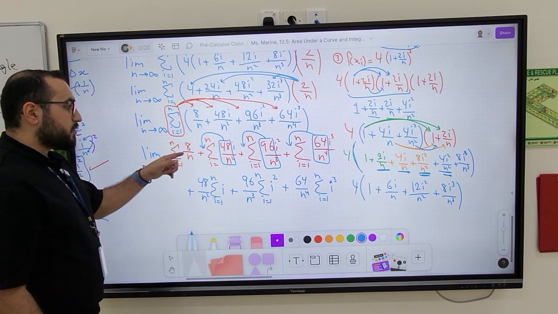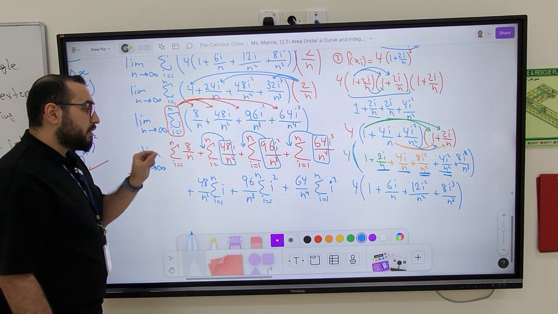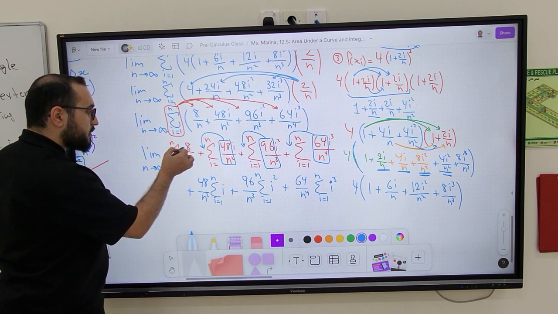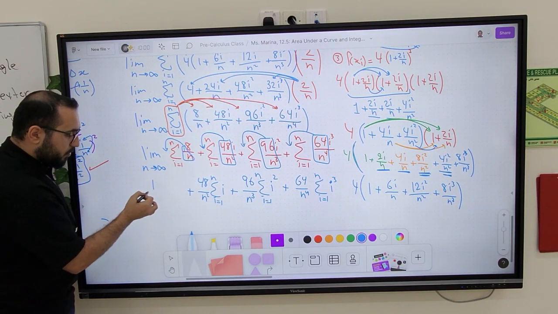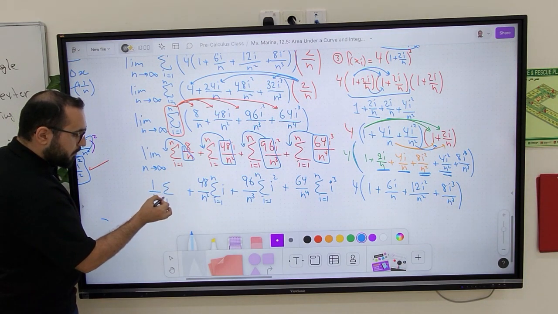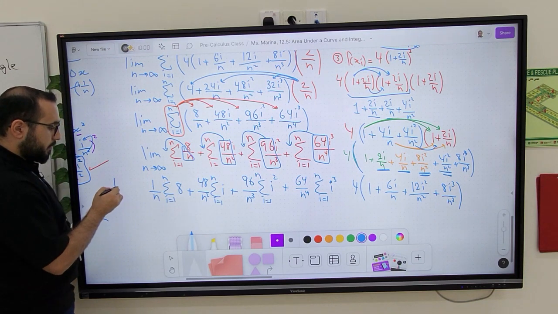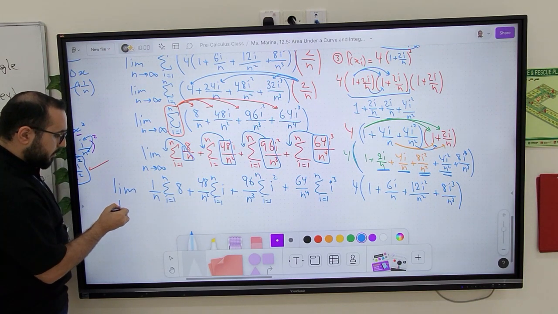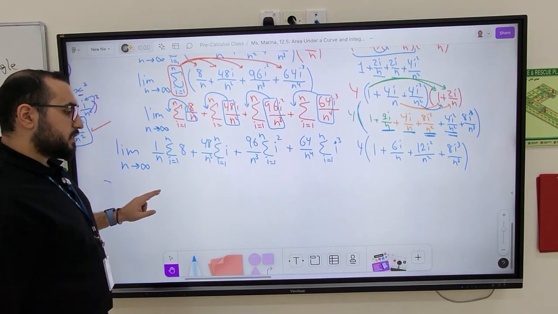Plus, as I told you, this one is a constant, there is no i, so I have to leave the constant with the Riemann sum. So I will pretend this one is 1 over n, so I take it before, so it will be 1 over n, then sum i equals 1 to n of 8. Then we write limit when n approaches infinity. So I hope this step is clear.